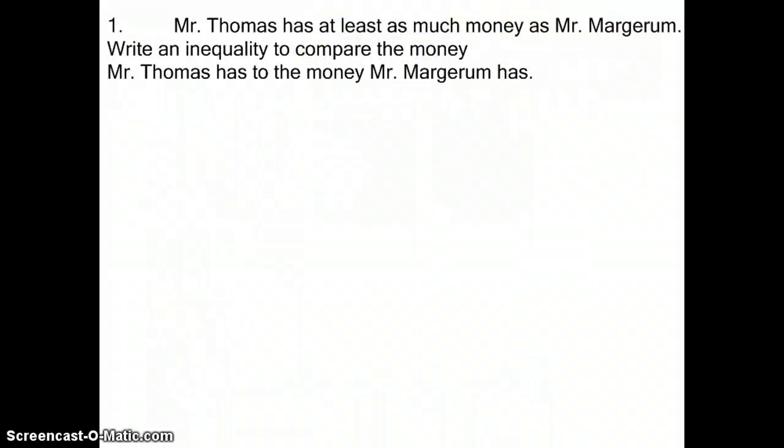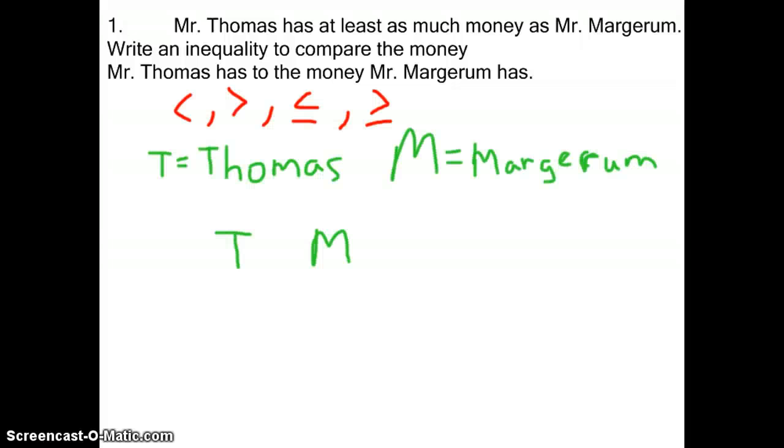Okay, so on this problem, we're working on an inequality. You have to come up with your own inequality to represent the situation. If you don't remember what an inequality is, make sure you look back in your book or your notes. Go ahead and read this question, pause, and try it on your own. Okay, so we need to think of what inequality symbol would represent this situation. If you look up here, we have our symbols. We have less than, greater than, less than or equal to, and greater than or equal to.